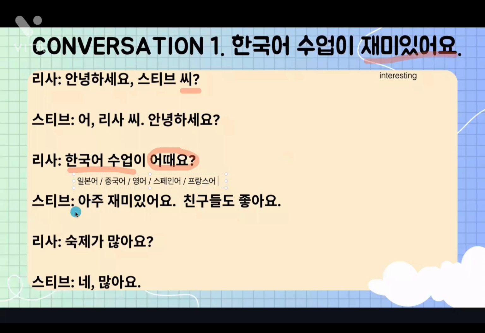And then Steve said, 아주 재미있어요. 재미있어요 means interesting. 아주 means very, so very interesting. And 친구들도 좋아요. Friends are good too. What is 친구? 친구 means friend. But look at this expression, 들. This is our second point in today's conversation one. 들 means plural.